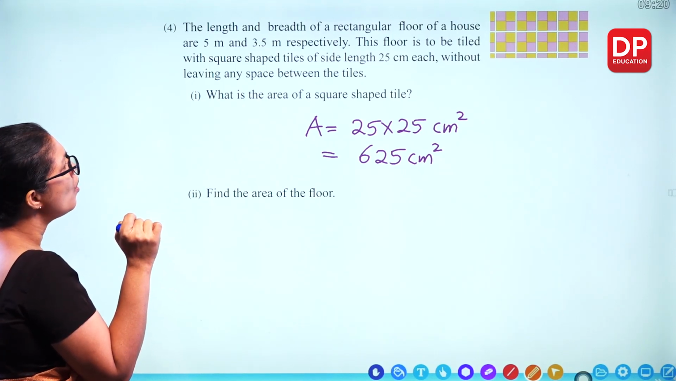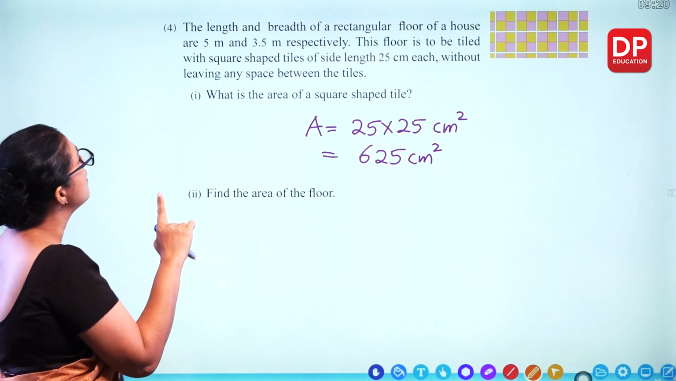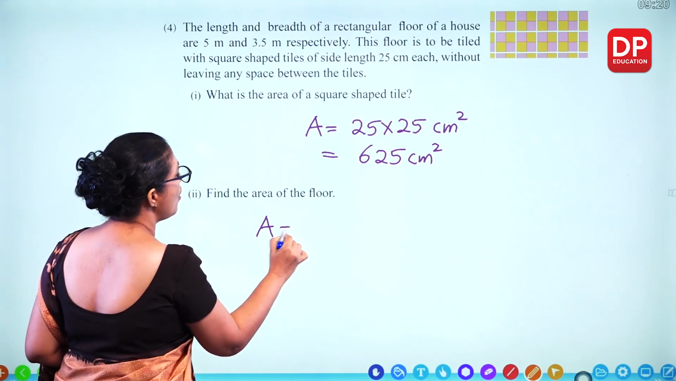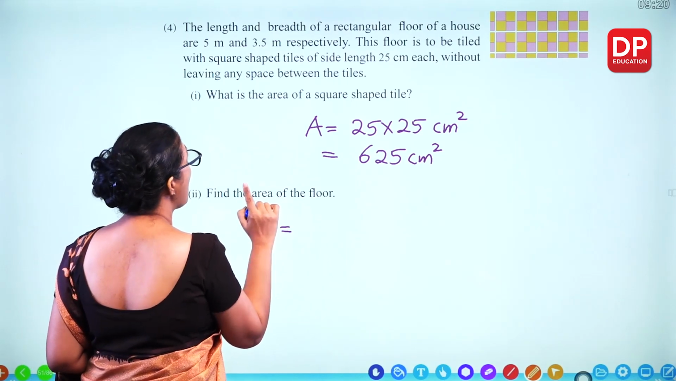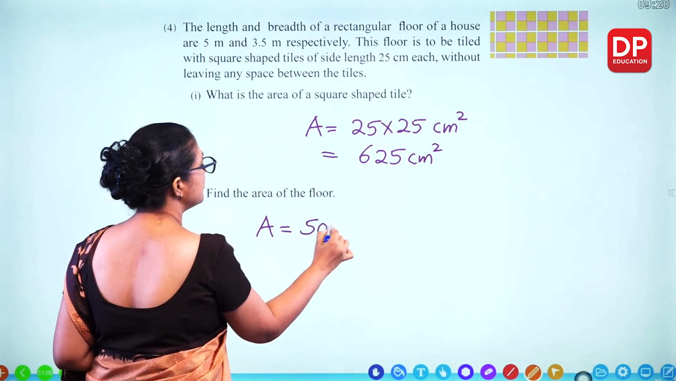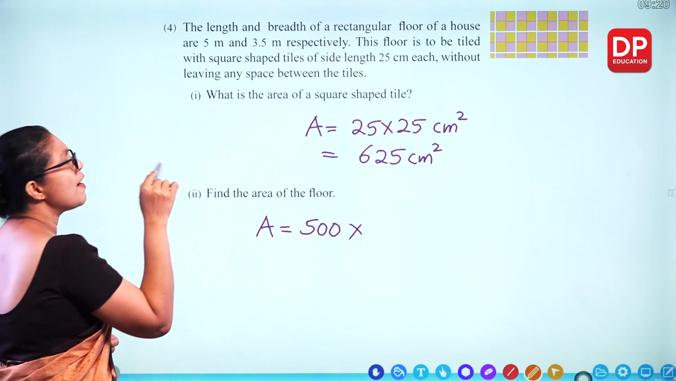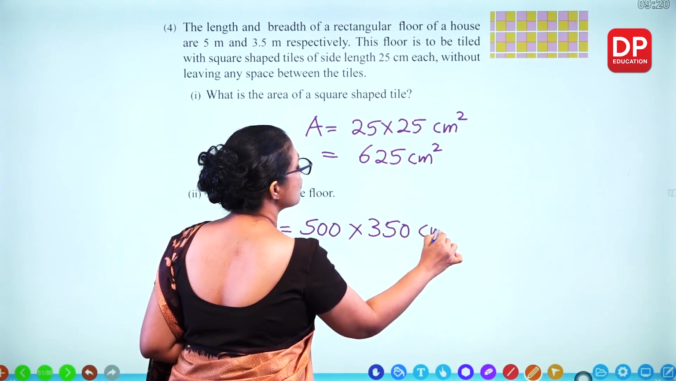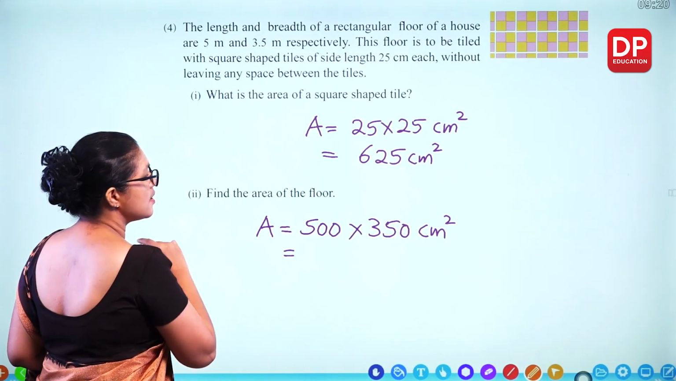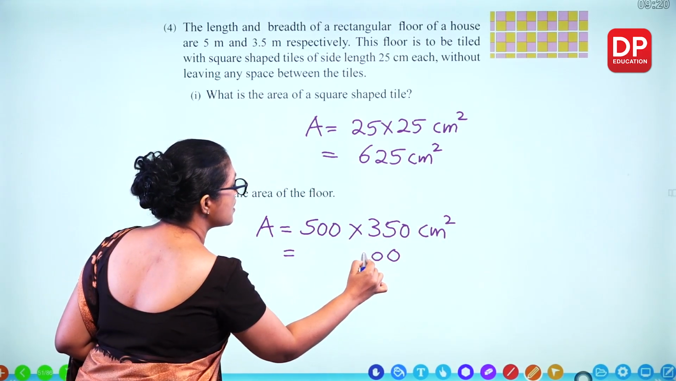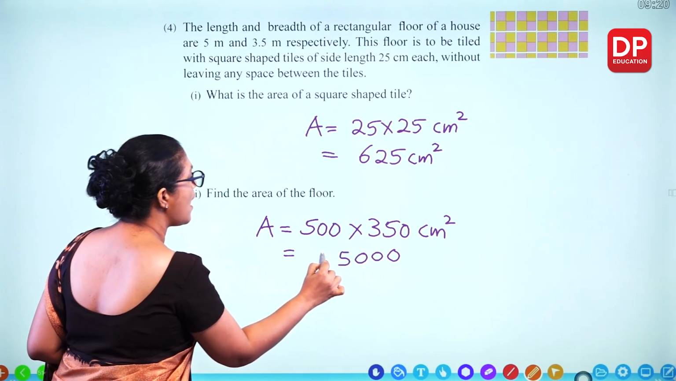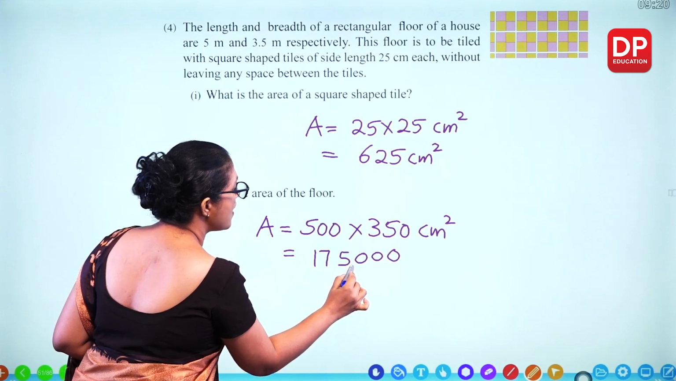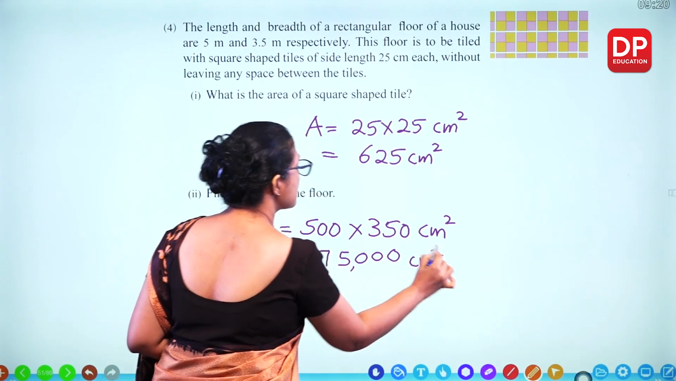Find the area of the floor. Length is 5 meters, breadth is 3.5. So area of the floor I can convert to centimeters. So 5 means 500 centimeters. 3.5 multiplied by 100, you get 350 centimeters. So this is square centimeter. 0, 0, 0. 5 times 5, 25. 5 times 3, 15 plus 2, 17. So 175,000 square centimeters.